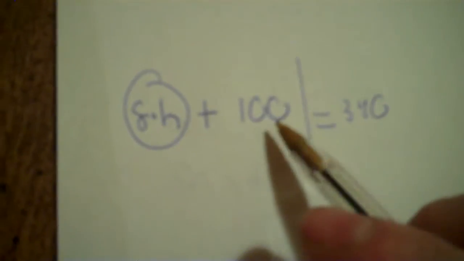See, now it looks more like what we've been doing. The times is here, so we got to get rid of the plus 100, so minus 100. And we got to get rid of the times 8, so divide by 8. Okay. So minus 100. 340 minus 100 is 240.